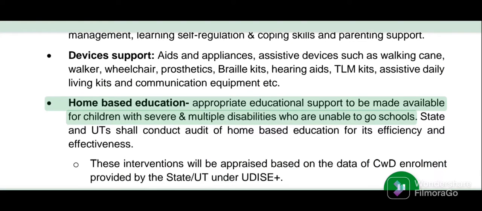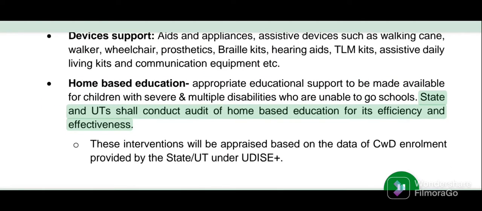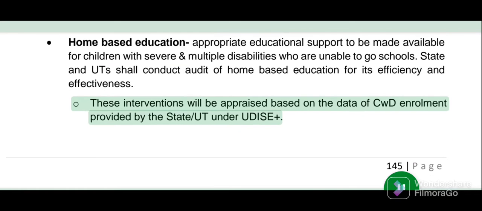Home-based education. Appropriate educational support to be made available for children with severe and multiple disabilities who are unable to go to schools. States and UTs shall conduct audit of home-based education for its efficiency and effectiveness. All these interventions will be appraised based on the data of CWD enrollment provided by the state/UT under UDISE+.